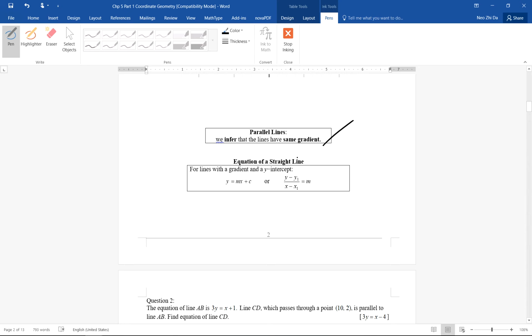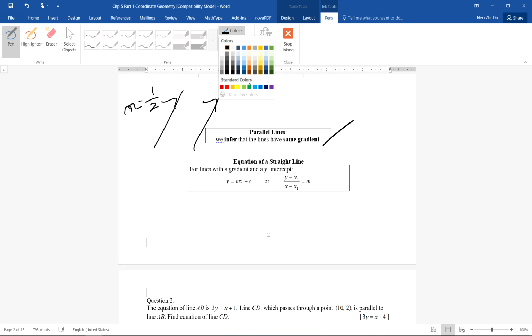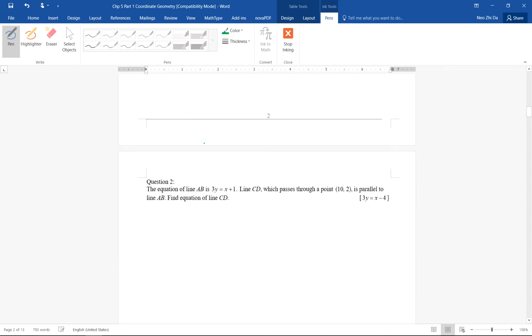Then equation of a straight line. So how does it connect? Let's say we have two pairs of parallel lines. Let's say I use m to represent the gradient, and the gradient is half. So without me telling you, immediately you will know that the gradient of this line is also half. Then if I were to give you just one more point on this, you would immediately be able to generate the equation for this line.